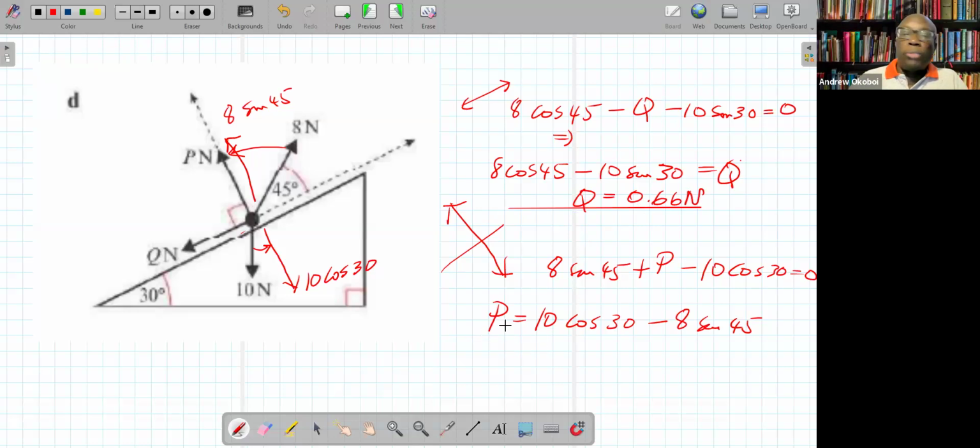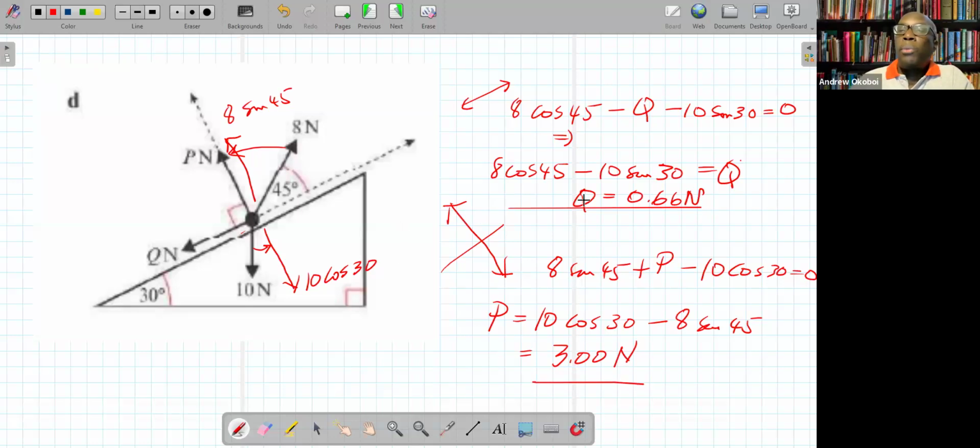And for P, I'm just going to put it in on my calculator here the way we've done it. So 10 cos 30 minus 8 sine 45. I get my decimal as exactly 3 newtons. And those are your two answers for P and Q.